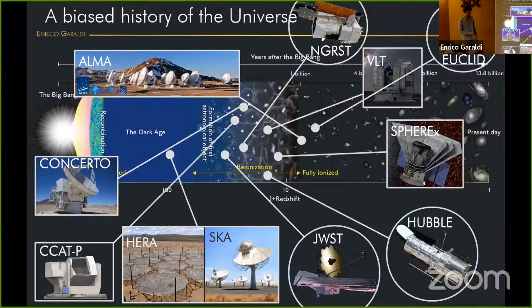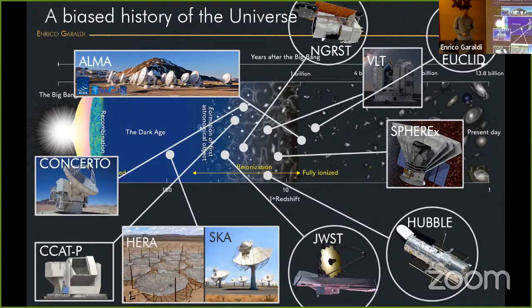Let me start maybe from CONCERT and SIKAT Prime, similar instruments, trying to do the line intensity mapping of the C II emission line, one of the main coolants of the high redshift ISM. And this line intensity mapping, if you're not familiar with it, essentially consists in not trying to resolve any object in particular, but collecting all the photons coming from the structures in your field of view and providing integral constraints on the properties of these galaxies.